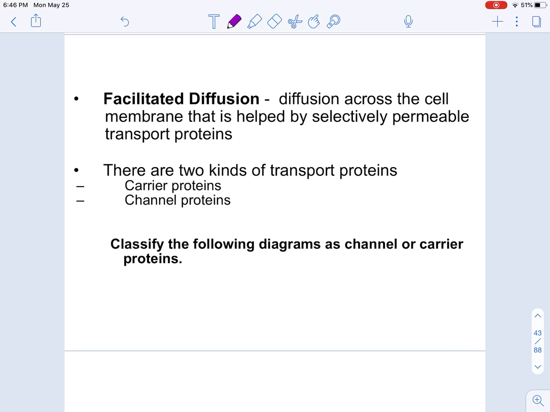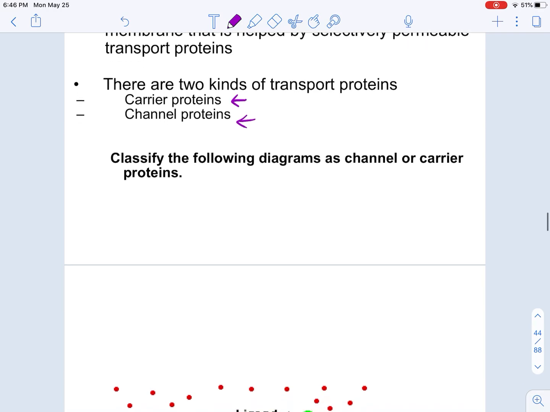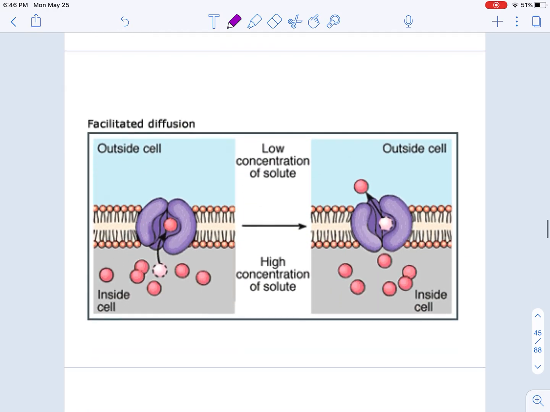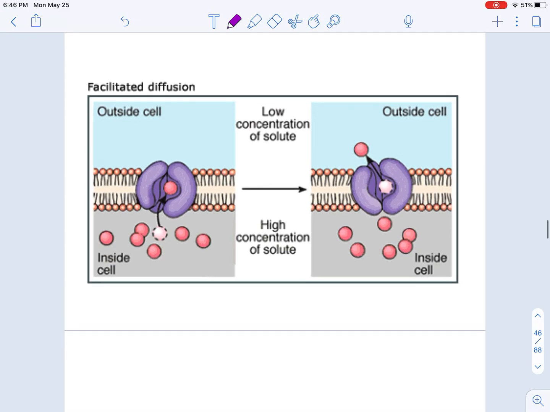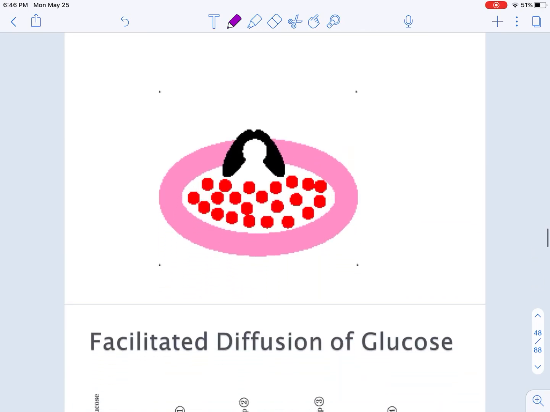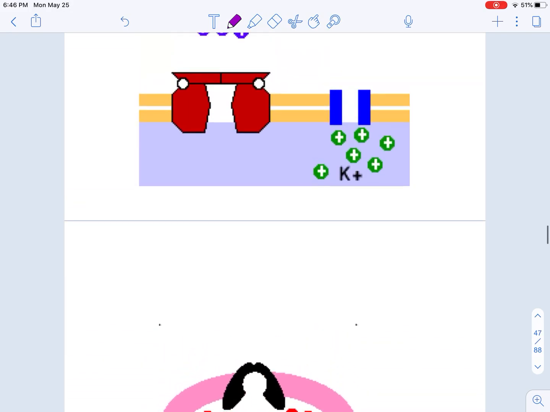And sometimes besides carrier proteins, there can be a channel protein that's just got a tunnel through it that allows certain materials through. Okay, here is a facilitated diffusion example where we've got molecules inside. There's more of them, so they will move outside, but they've got this carrier protein that's helping to move them.